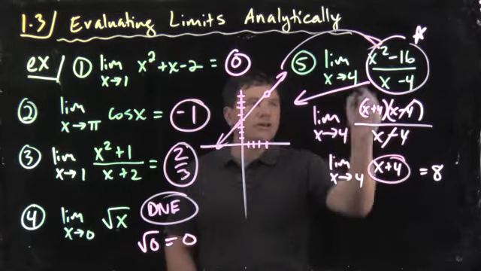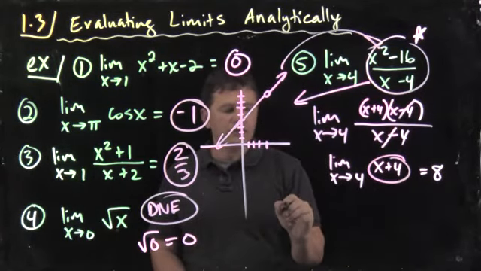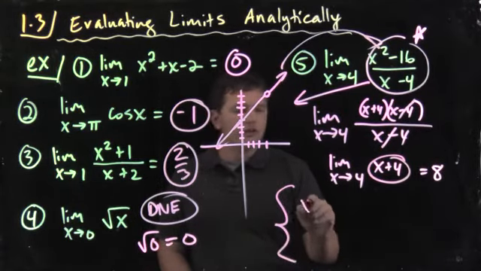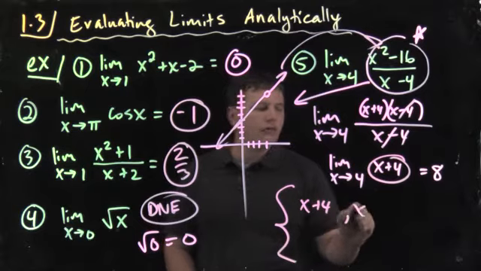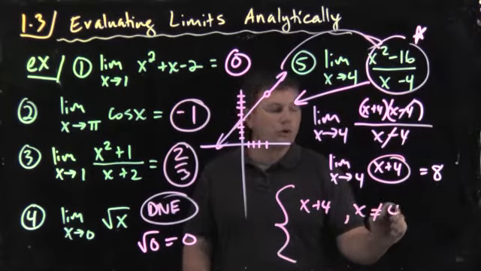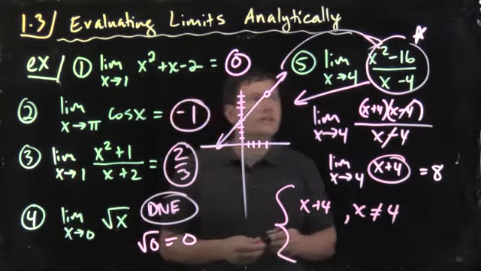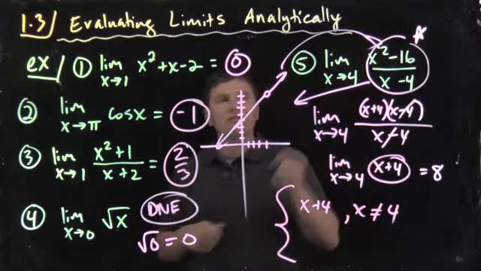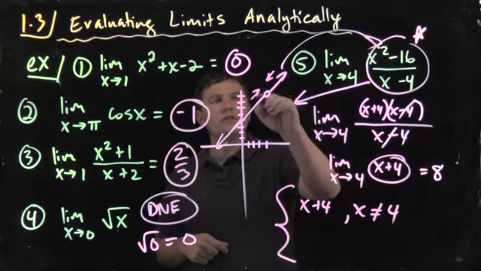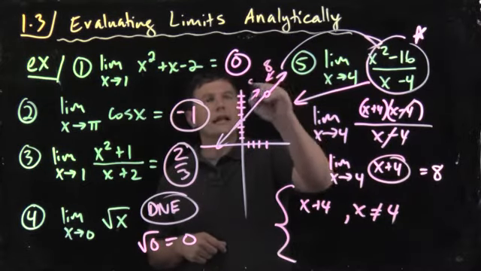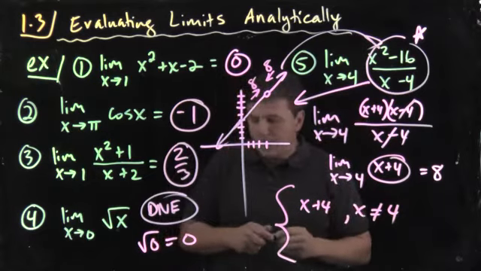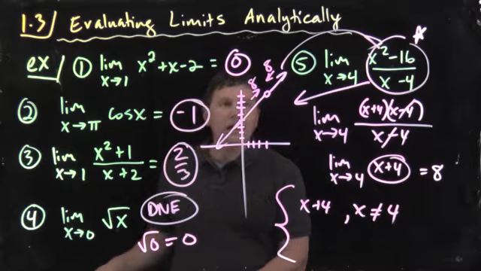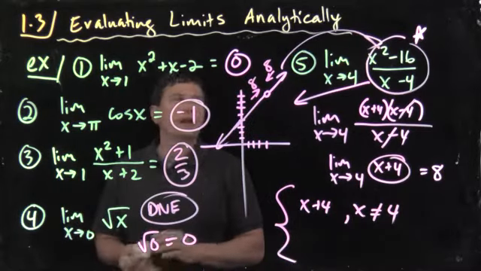So I could actually redefine this thing, and at some point you'll see this as a piecewise function. I could call this x plus 4 for all values, x not equal to 4. And x equals 4 simply doesn't exist. Okay? But the limit is not impacted by that. Once again, remember when we talk about limits, it's what it's approaching on both sides. So it's approaching 8 on both sides. It doesn't matter that we get the 0 in the denominator. Okay? So let's move on to some other examples.